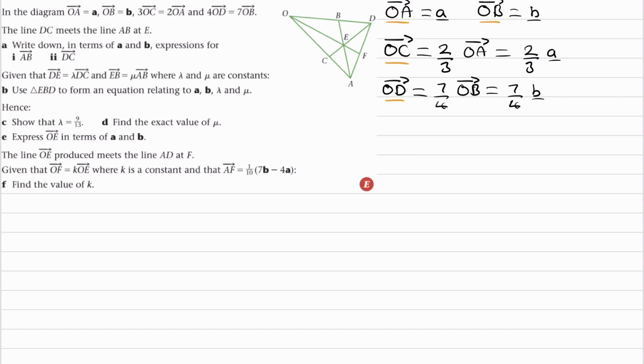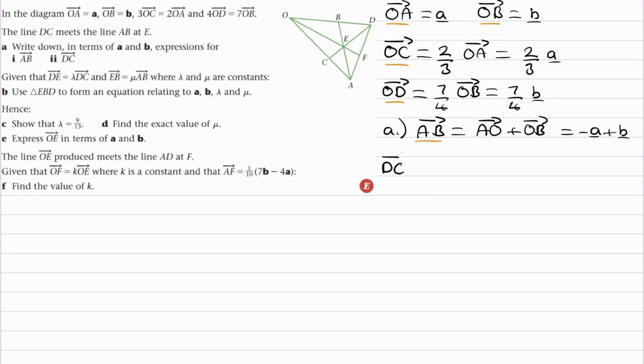We're told that DC meets the line AB at E, which we can see in the diagram. And then we're trying to get what AB and DC are. So, for AB, this is equal to AO plus OB, which is then minus a plus b. And then for DC, this is DO plus OC. DO is negative 7/4 b. And then add OC, which is 2/3 of a.